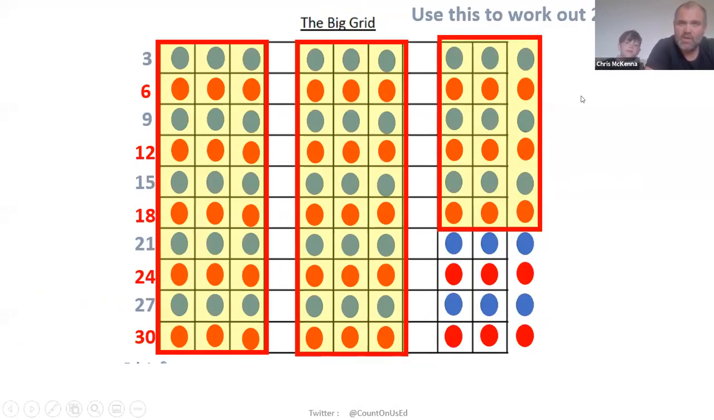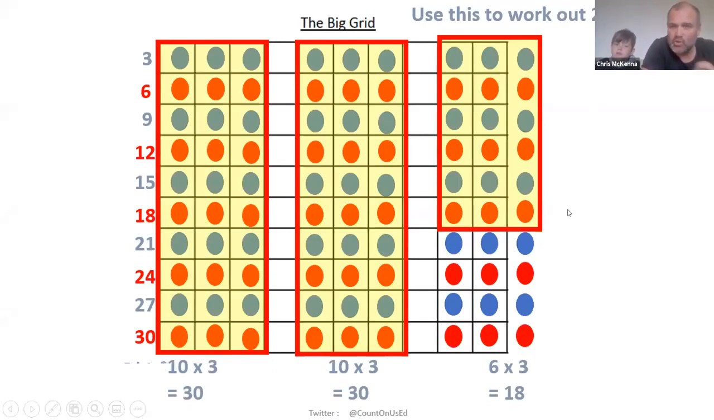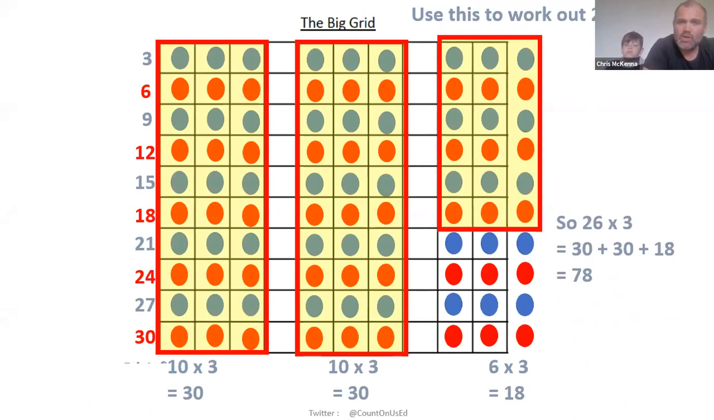18. So you can see I've split the 26 times 3 into 10 times 3, 10 times 3, and 6 times 3. And we can see 10 threes are 30, 10 threes are 30, 6 threes are 18. We're ignoring these dots that are not in the yellow box here. So let's use the bar model to represent this calculation.